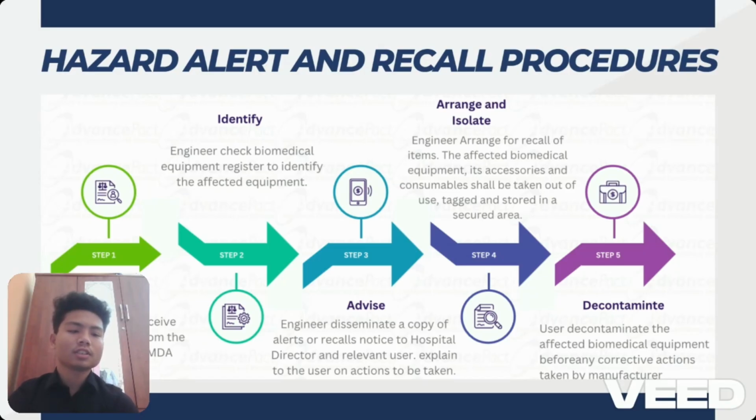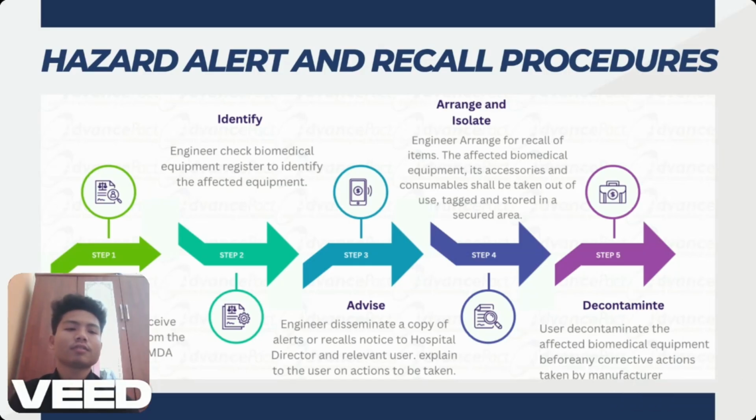The first step is notification. User or engineer receive alerts and recalls from the manufacturer or MDA. The next step, step 2, is to identify. Engineer check biomedical equipment registered to identify the affected equipment. Step 3, advise. Engineer disseminate a copy of alerts or recall notice to the hospital director and relevant user. Explain to the user on action to be taken.